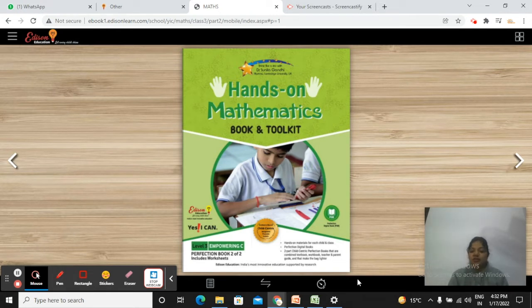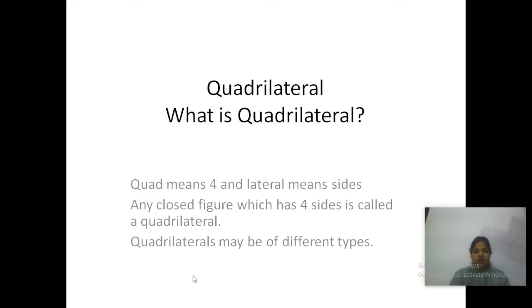Now, the thing is, what is quadrilateral? Right? Quad means four and lateral means sides, means any closed figure which has four sides is called a quadrilateral. Quadrilaterals may be of different types. Rectangle, square are also examples of quadrilaterals because square has four sides and rectangle has also four sides. So any closed figure which has four sides is called a quadrilateral.